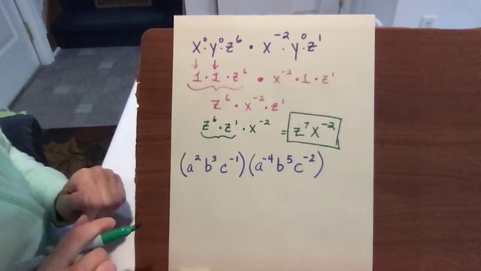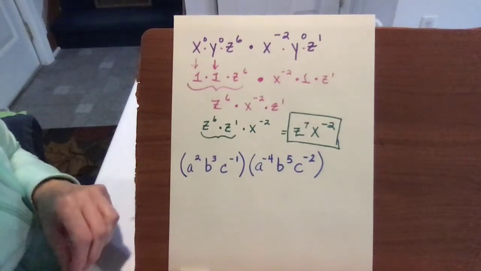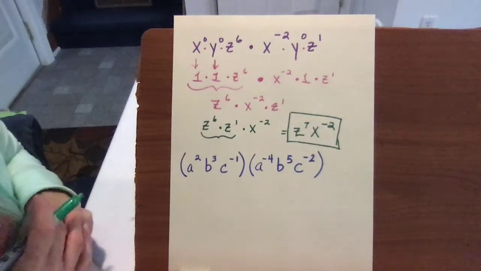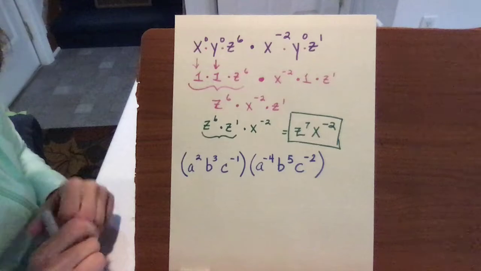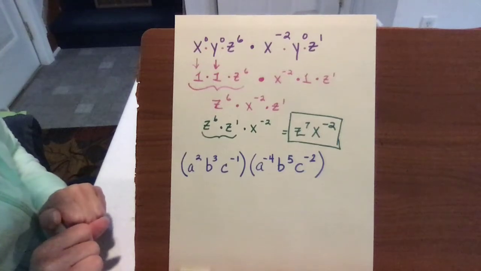You could have also written it as x to the negative 2nd times z to the 7th. That is fine. You don't need to show the multiplication symbol in between the variables and their powers. It's understood.